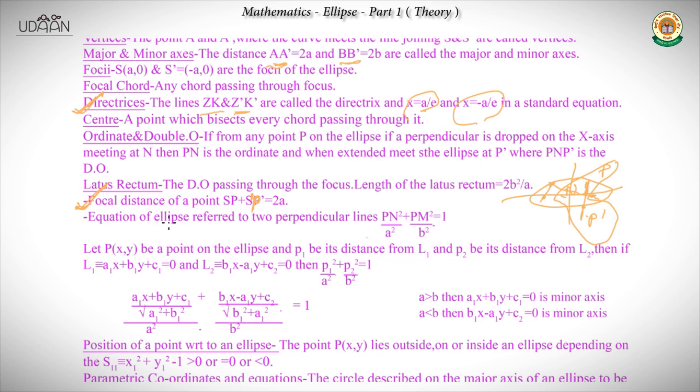Next, we can also derive the equation of the ellipse referred to two perpendicular lines. How? There are some corrections here in the formula. So let us take two lines.